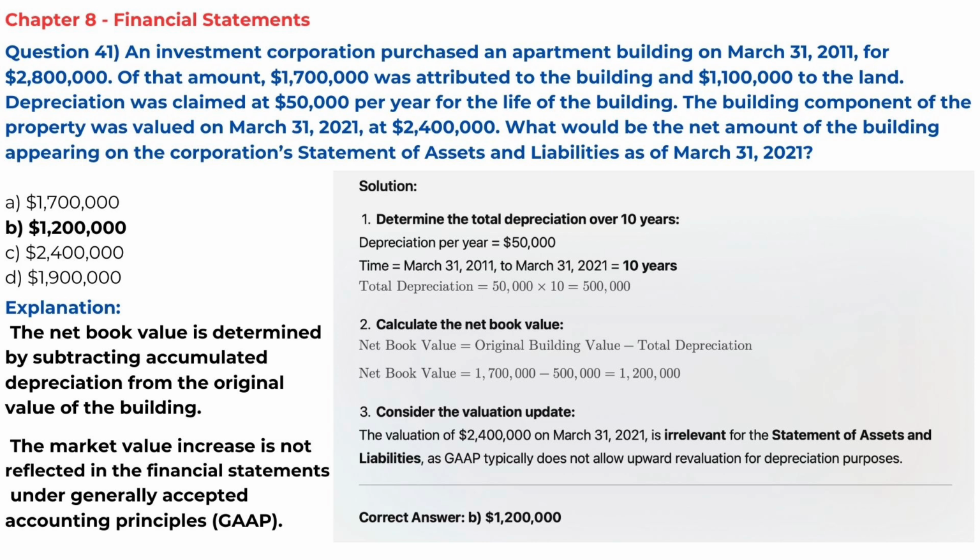Step 3. Consider the valuation update. The valuation of $2,400,000 on March 31, 2021 is irrelevant for the statement of assets and liabilities, as GAAP typically does not allow upward revaluation for depreciation purposes. Explanation: the net book value is determined by subtracting accumulated depreciation from the original value of the building. The market value increase is not reflected in the financial statements under generally accepted accounting principles, GAAP.